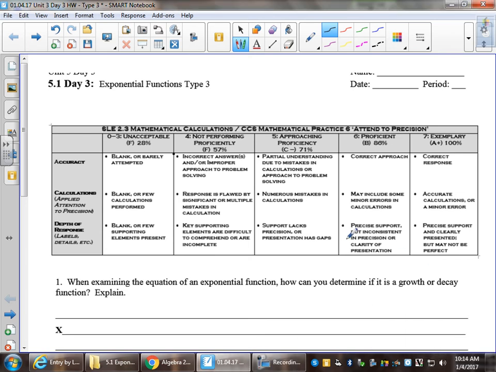Hello everybody, this is a video answer key for the day 3 type 3 that is homework for tonight. The intention of this video is that you have already done the type 3 all the way through, and right now we're just checking answers together.